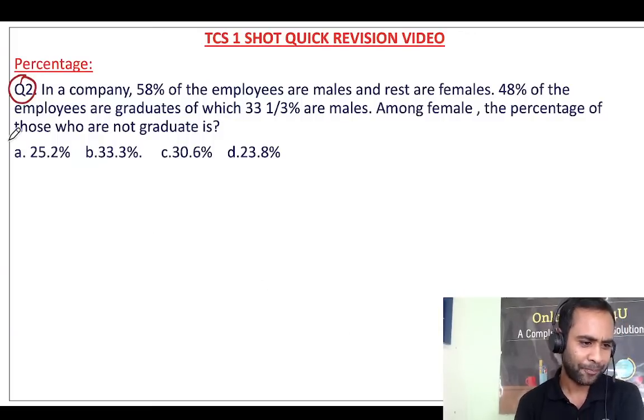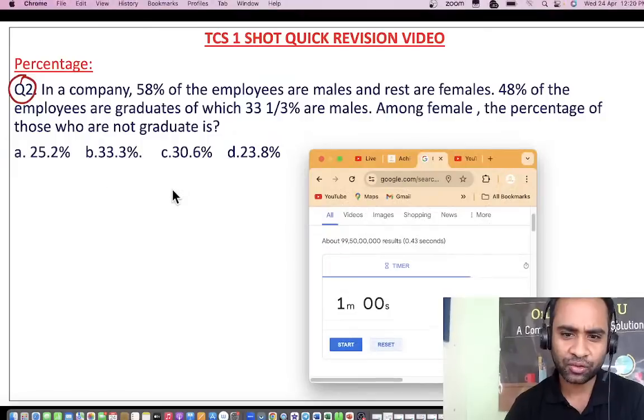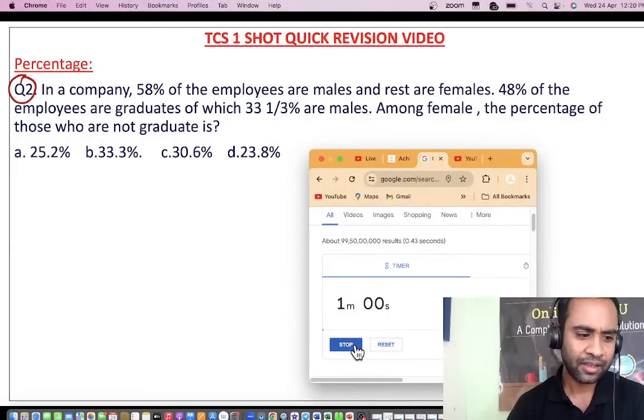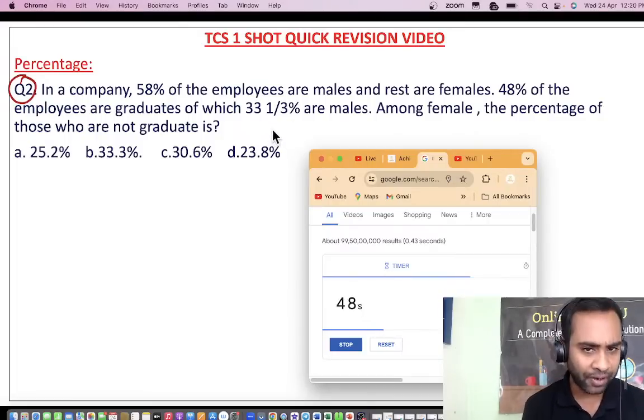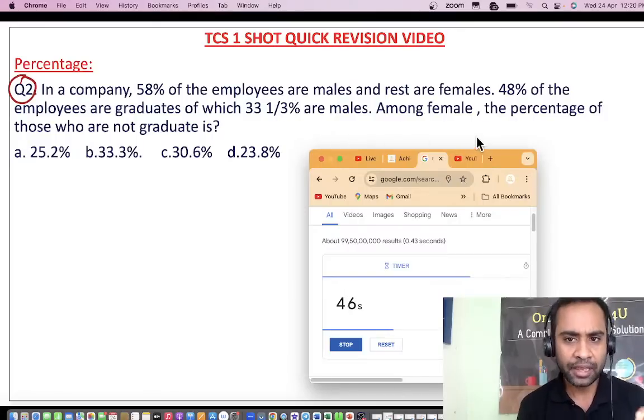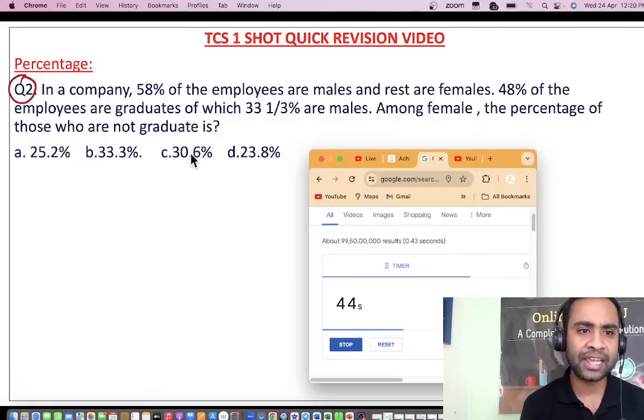Okay, come on. Now, next question. In a company, 58% of the employees are males and the rest are females. 48% of the employees are graduates, of which 33 and 1 by 3 percent are males. Among females, the percentage of those who are not graduates is?